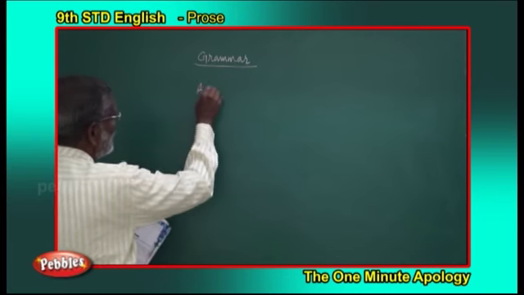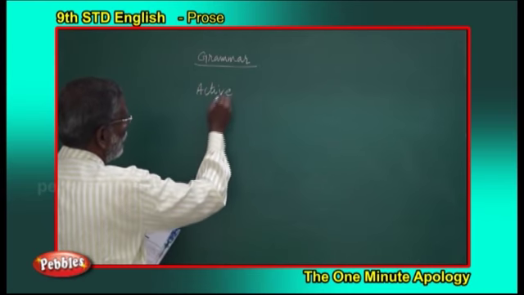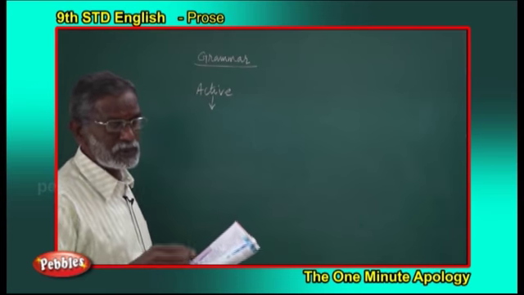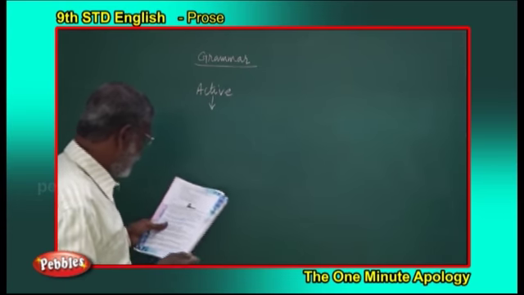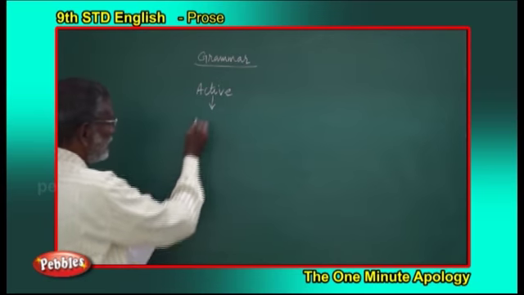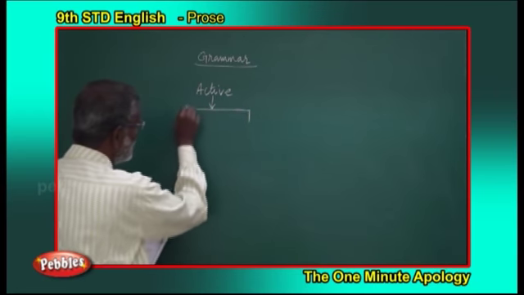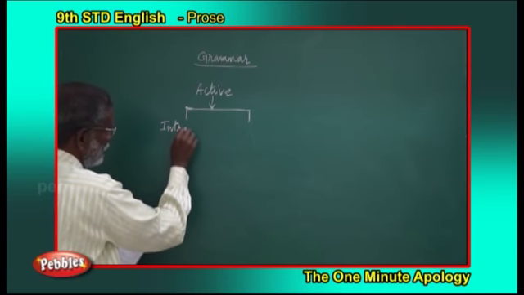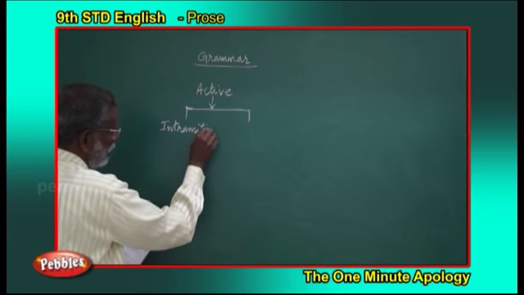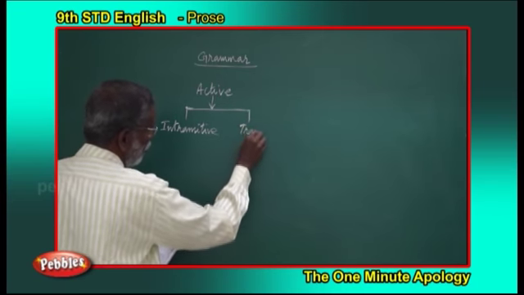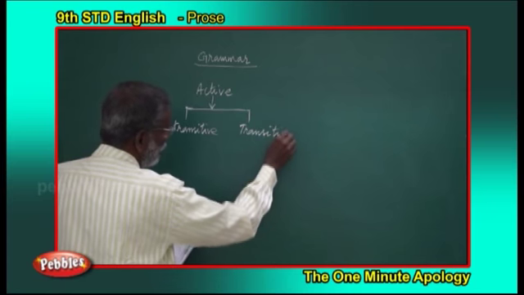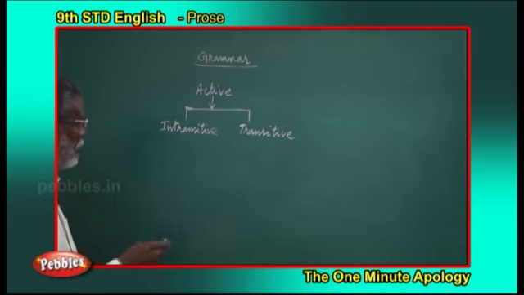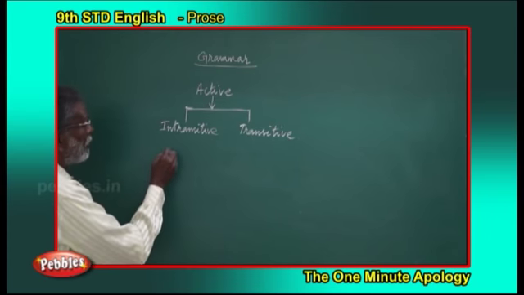And the active voice. Only the verb shows that. The verb shows the voice. So, in this we have two types. One is intransitive and transitive. Transitive and intransitive. And let us see.